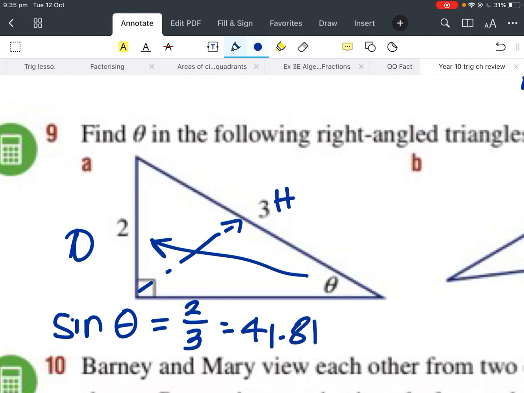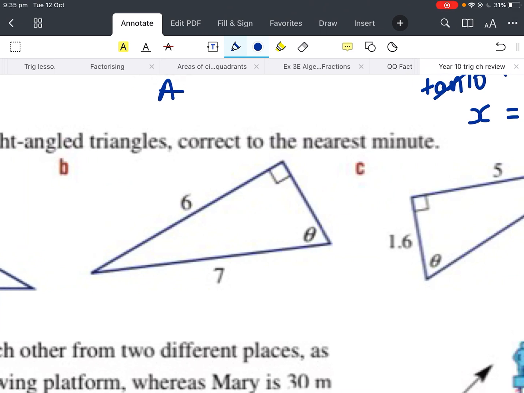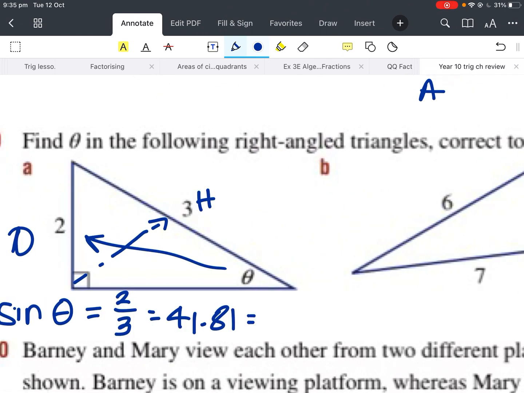41.81. Now let's check, what did it want it to? To the nearest minute. All right, this is good. To the nearest minute, so if I was to round that to the nearest whole number, that would be my answer in degrees, approximately 42. But this wants us to write it to the nearest minute.